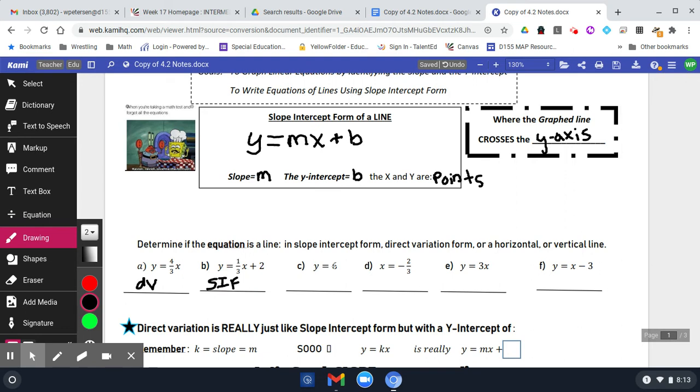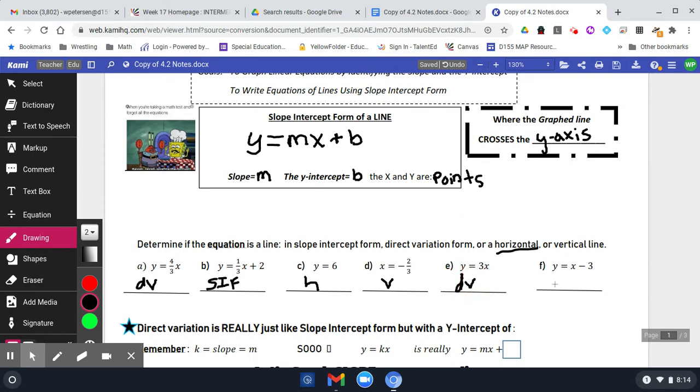Now we just have y equals 6. So if it's y equals 6, that's a horizontal line. The y-axis is going up and down, so that's going to be a horizontal. Just as we have vertical, x is going to be a vertical. That's going to make a vertical line if you were to graph that. Again, this one we have our y, our m, and our x, so this is a direct variation.